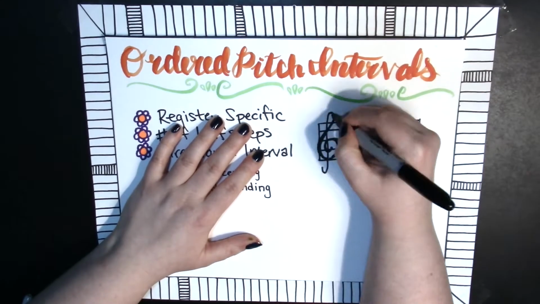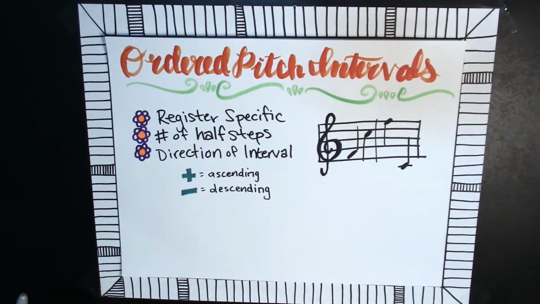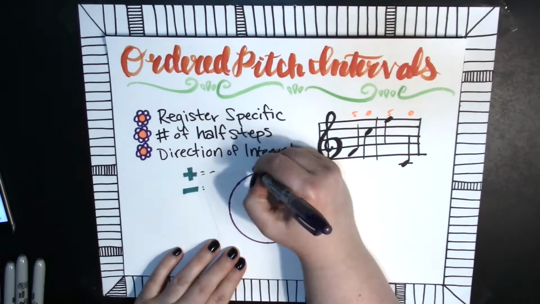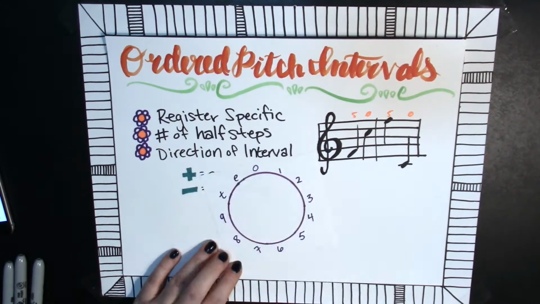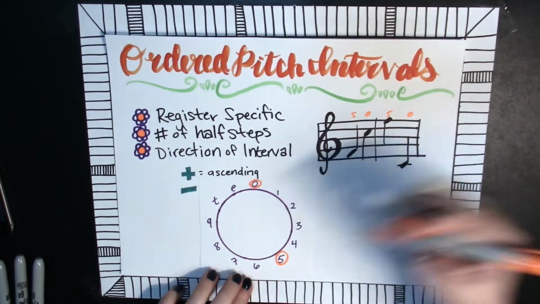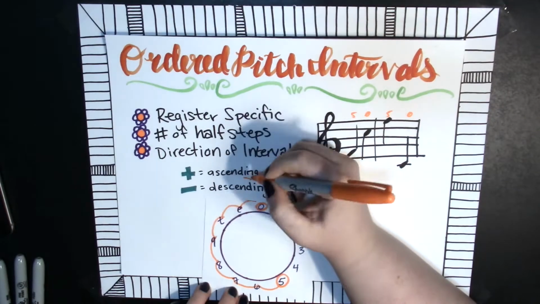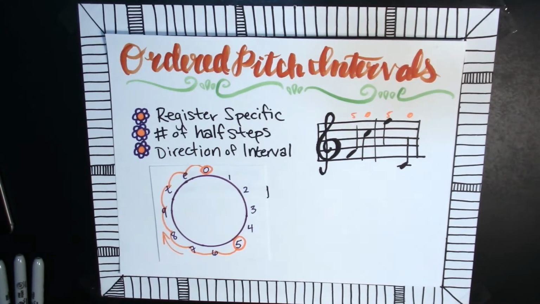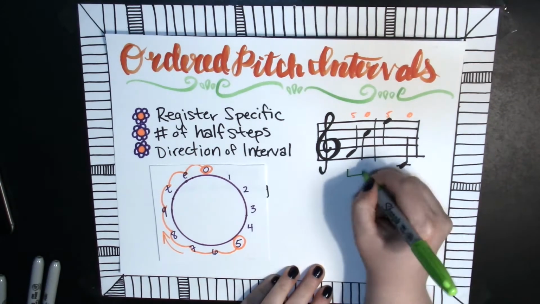Let's look at some examples. When counting half steps, I find it easiest to use a clock face. In this first example, the interval is ascending, so starting with pitch class 5, count the half steps to 0 going in a clockwise direction. Here, the distance between pitches 5 and 0 equals 7.